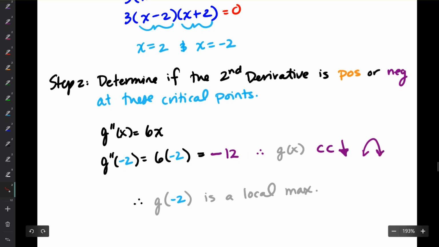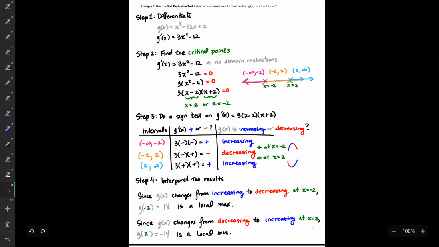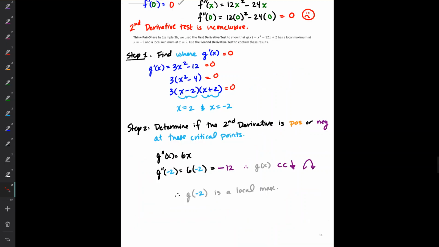All right, and we did this before. Let's glance back at that and see that we got the same results. All right, so here we are in example 3. G of minus 2, which is 18, we said is a local max. Check.